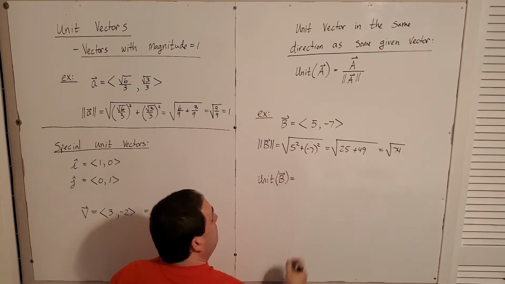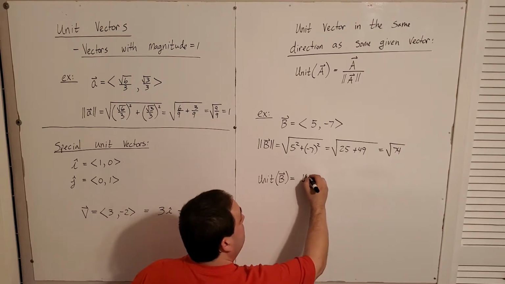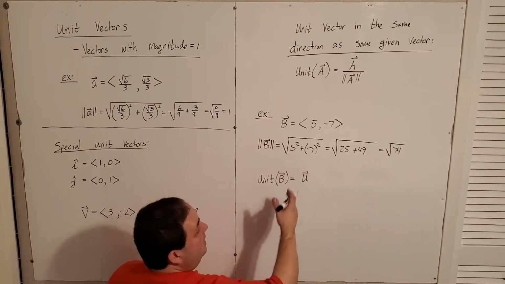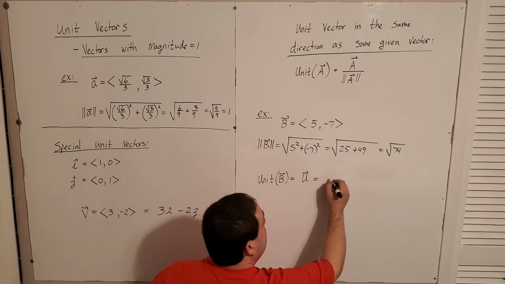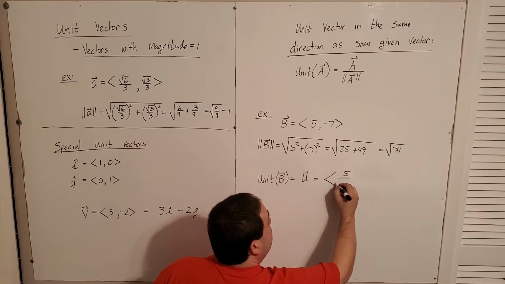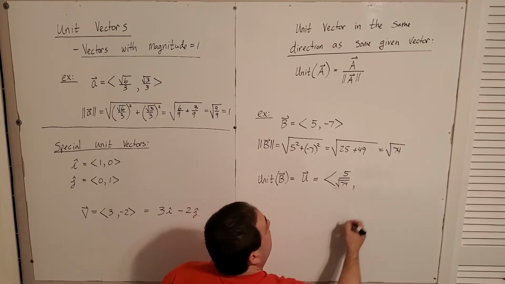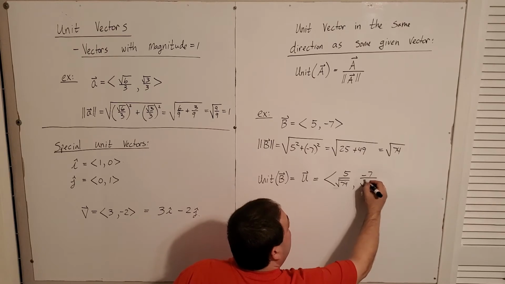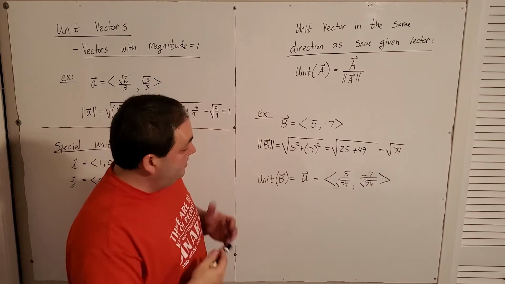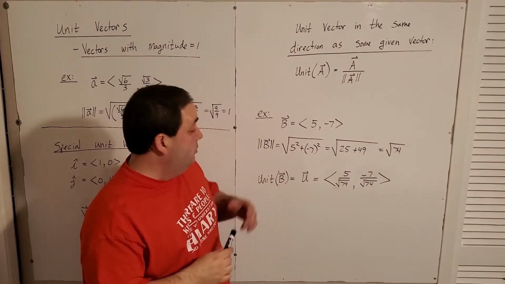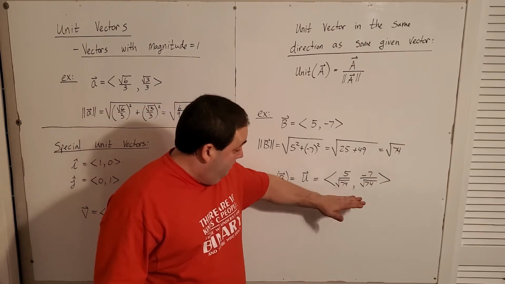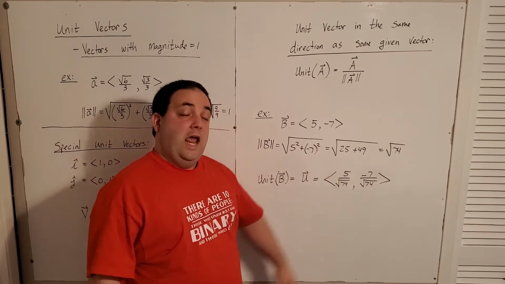maybe I'll nickname it something like U. Or you could call it little b, it just depends on your situation. Here, I'll just call it U. Then that's going to be the vector 5 over square root of 74, comma, -7 over square root of 74. At this point, you can decide to rationalize those denominators or convert them to decimals or whatever. But nonetheless, this represents an actual unit vector.